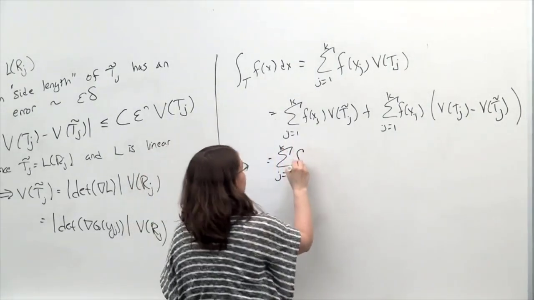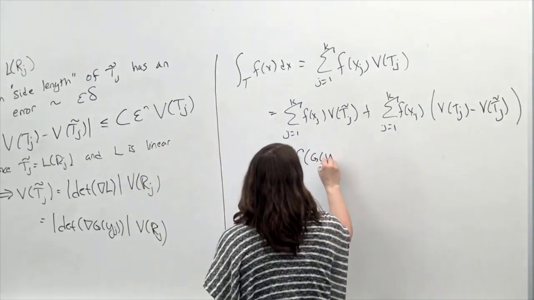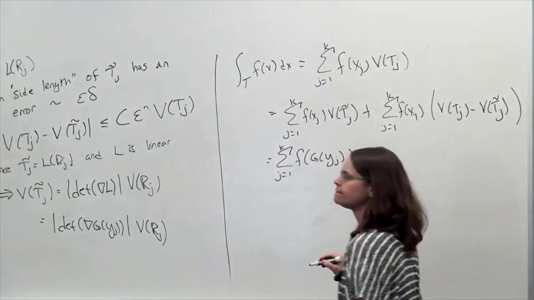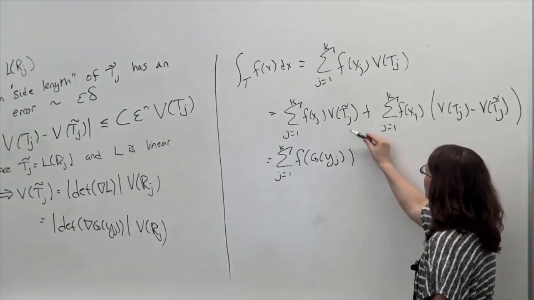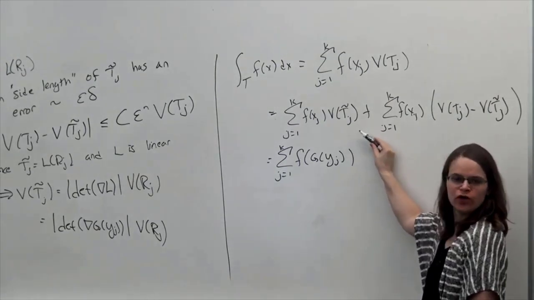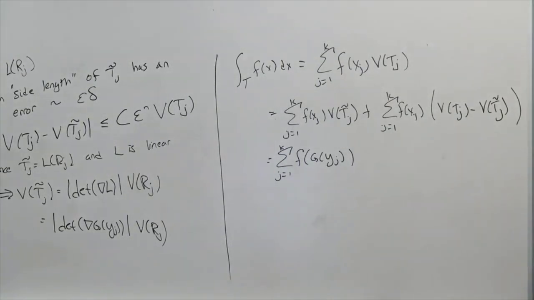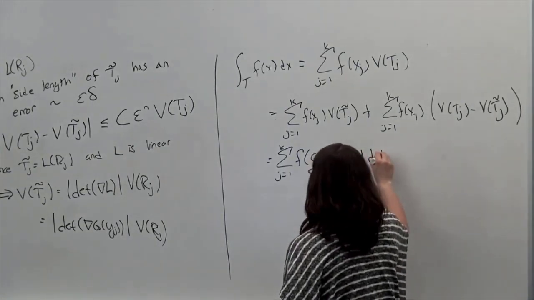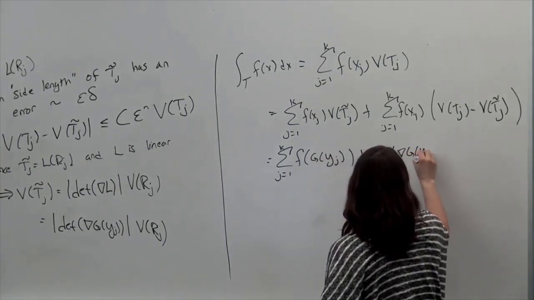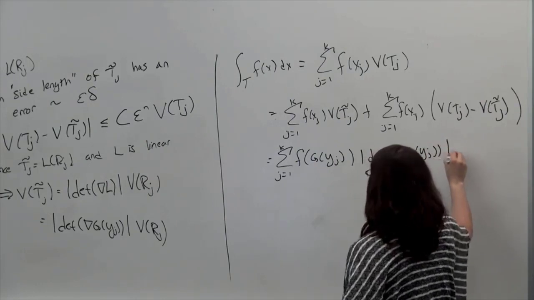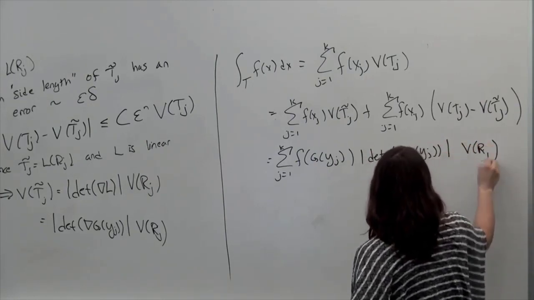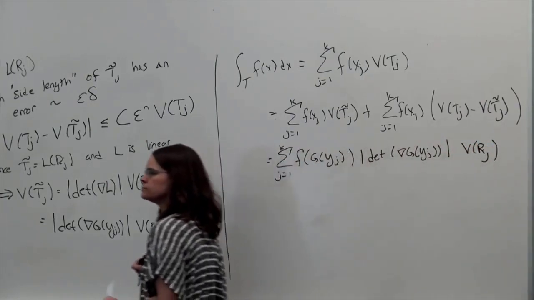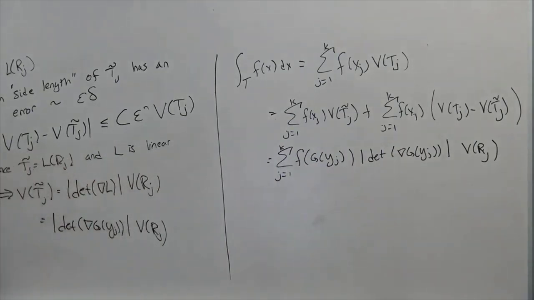Okay, so I'll make this f of g of yj. I'm going to put in my expression for the volume of this object, which we know exactly what it is: the determinant of the Jacobian of g at yj, times the volume of my little rectangle. Plus whatever is left over.